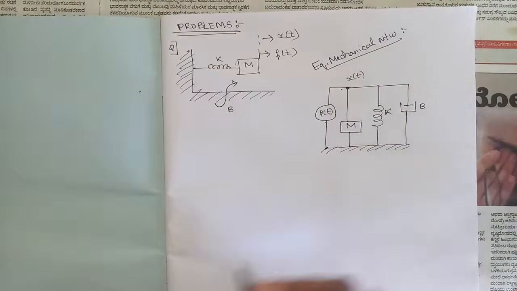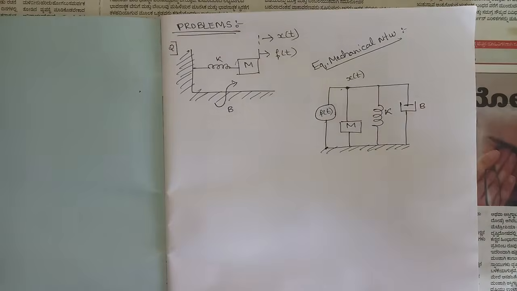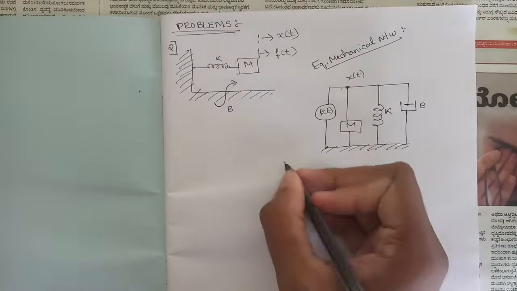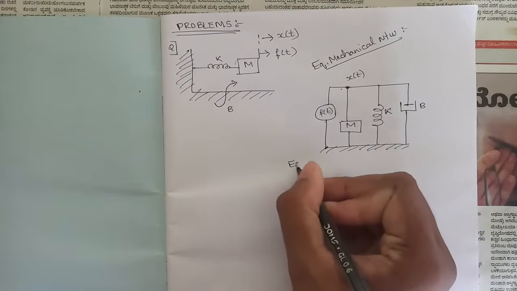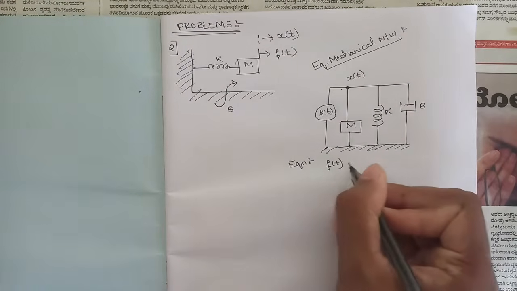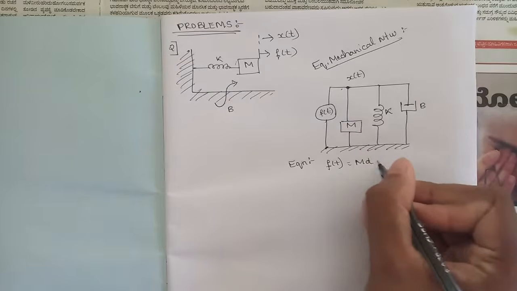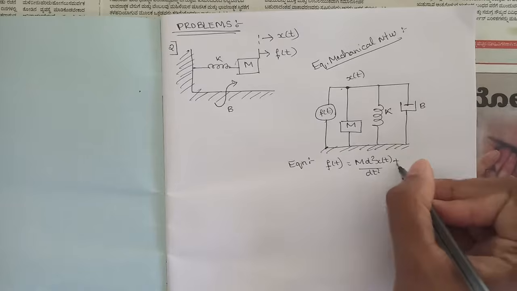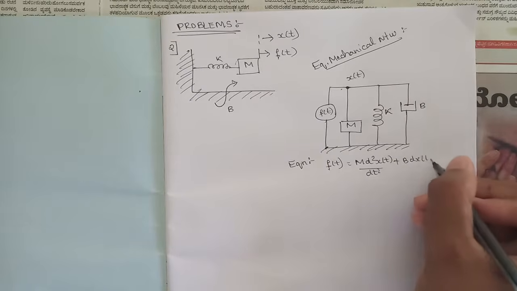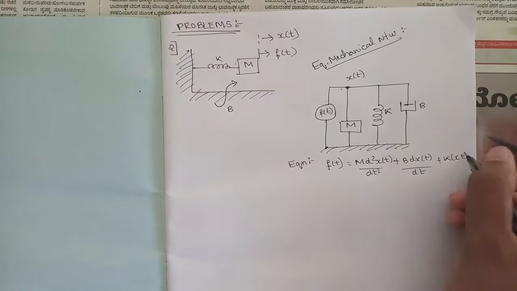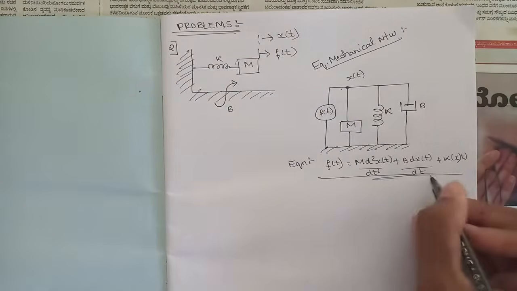Name them K, B and M. Okay, and after that firstly you need to know the equilibrium equation. The basic equilibrium equation for a mechanical network goes like this. You have written it already, so I am going to write it again: M into d square x of t by dt square plus b into dx of t by dt plus k into x of t.